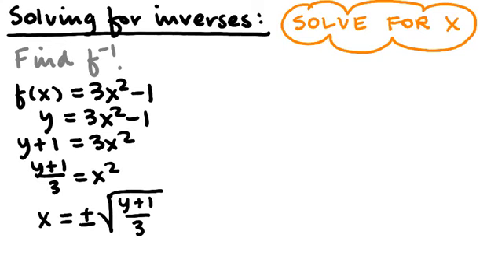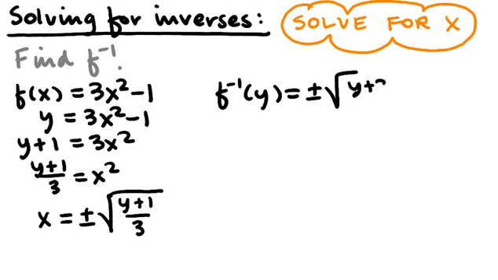But for now, I'm just going to remind you of something that you're already aware of. And so you could write this as f inverse of y is plus or minus the square root of y plus 1 over 3. That should be a 1.